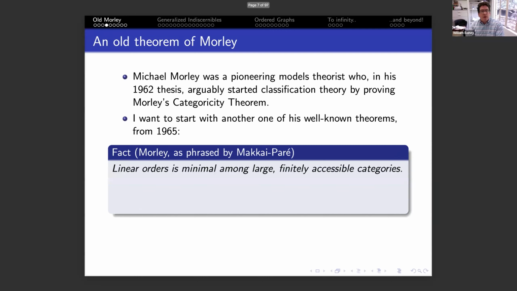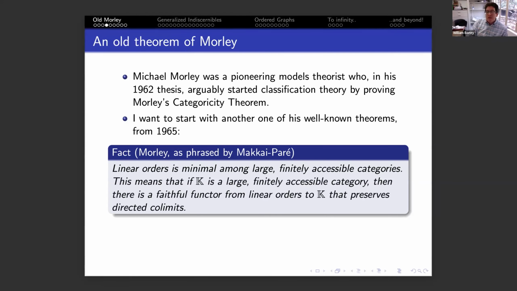But I want to start with understanding this category theoretic phrasing. And this goes back to Makkai and Paré, who actually have the book sitting next to me, one of the great features of the Zoom talk. Accessible Categories: The Foundations of Categorical Model Theory. So they cast this theorem in this language, that the class of linear orders is minimal amongst large finitely accessible categories. And what minimal means is that if I take a large finitely accessible category K, then there's a faithful functor from linear orders to K that preserves directed colimits. That's their definition of minimality.